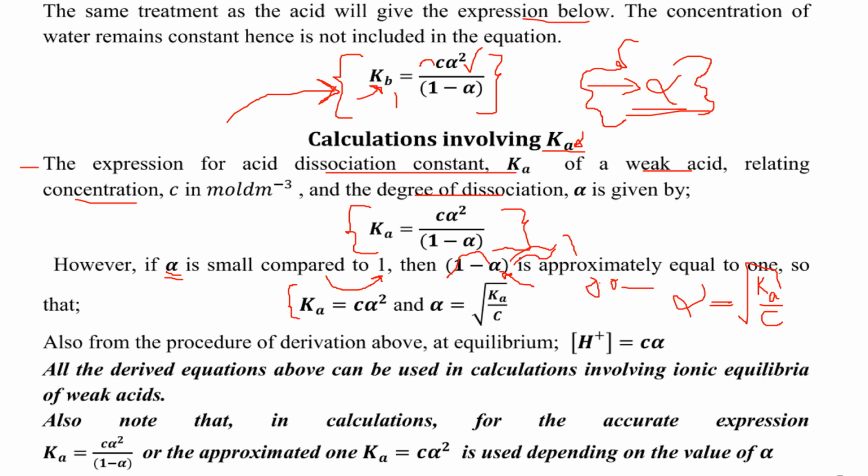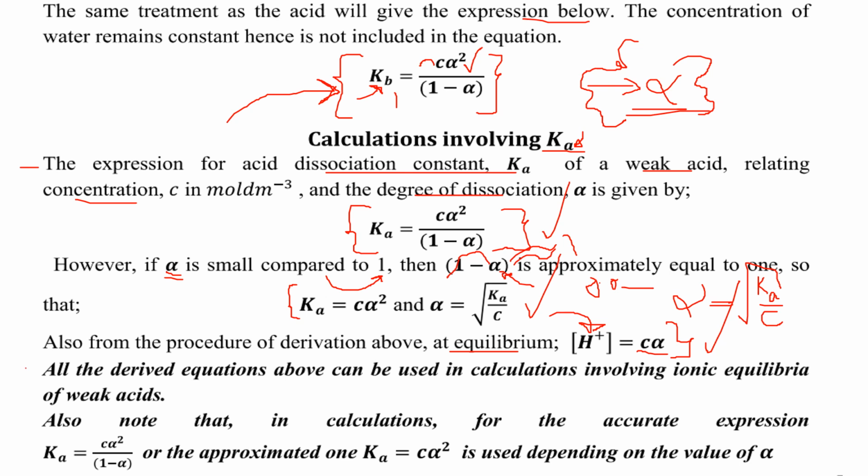Now also, from the procedure derived above, at equilibrium, the molar concentration of an acid is always going to be equal to concentration times alpha. At equilibrium, the molar concentration is always equal to concentration multiplied by the degree of dissociation, which is alpha. And always remember these shortcuts because they are the most required in paper 1 when you are calculating ionic equilibria expressions.